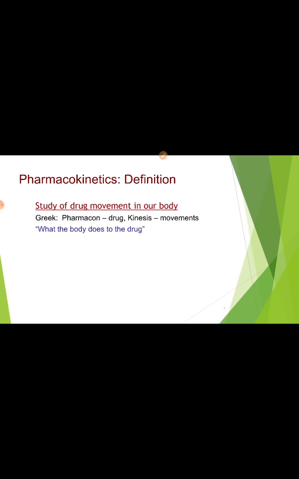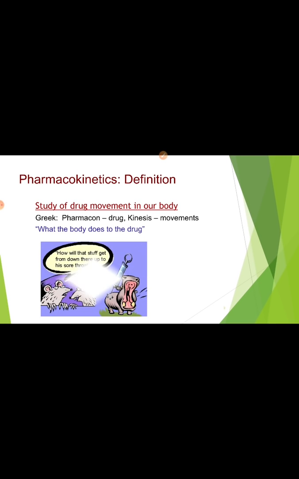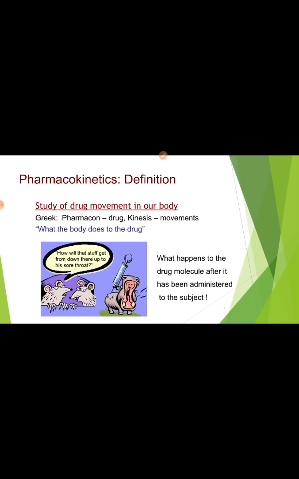So you need to understand what is pharmacokinetics. Okay, so in Greek language, pharmakon means drug and kinesis means movements. So you can also say pharmacokinetics means what the body does to the drug. Or in other terms, you can also say what happens to the drug molecule after it has been administered to the subject. I hope you're clear through it.